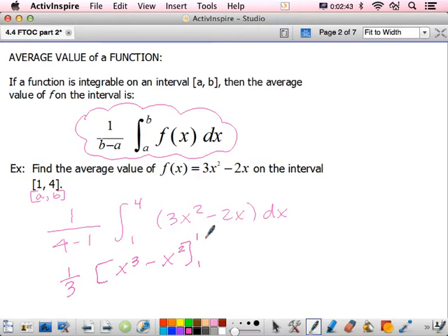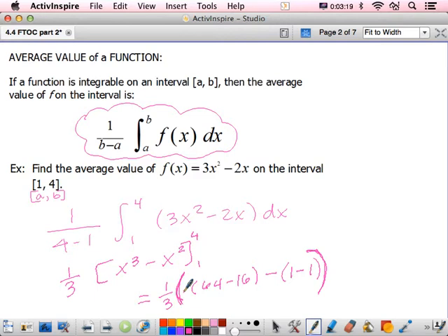So what we're going to do is hold the 1/3, and we're going to evaluate from 1 to 4. Now we're going to substitute in the top. So if we put 4 in, we get 4 cubed, which is 64, minus 4 squared, which is 16, minus, substitute 1 in, we get 1 cubed minus 1 squared. And we have to be really careful because all of that has to be multiplied by 1/3. It's why I put the double parentheses there to remind you.